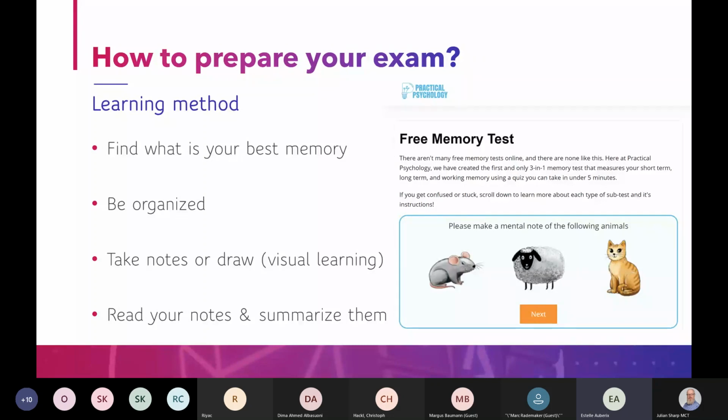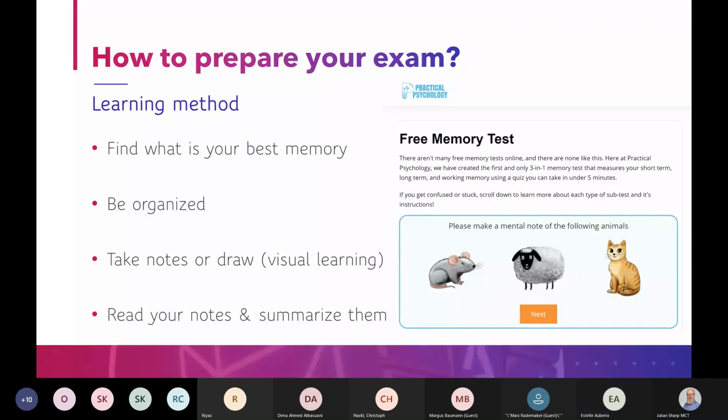A lot of people have a visual memory, and generally it's good to mix both memories. And there are also other kinds of memory. Some people have good short-term memory, and some others are better in long-term memory.